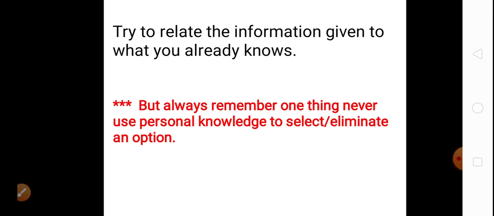But always remember one thing, never use your personal knowledge to select or eliminate an option. Whenever selecting an option, select only based on the passage. Do not go beyond the passage, out of the scope of the passage. Only select the option based on the passage only.